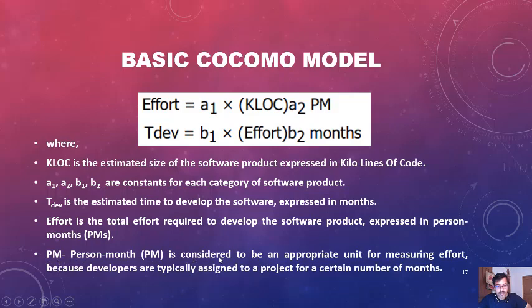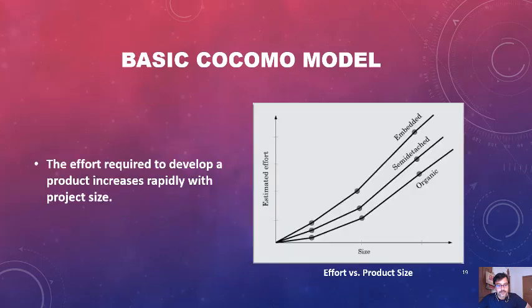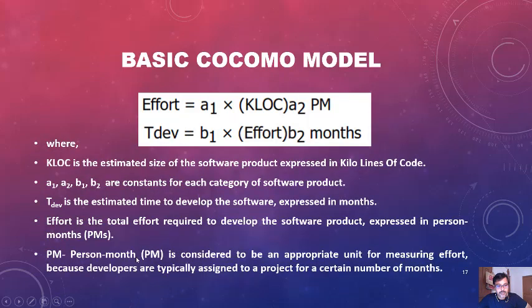So one person month means one person in 1 month can do this task. 2 person months means 2 persons in 1 month can do this task. If we say 20 person months, that means 20 persons in a month can do this task, or 1 person in 20 months can do this task. Okay, this is called person month.